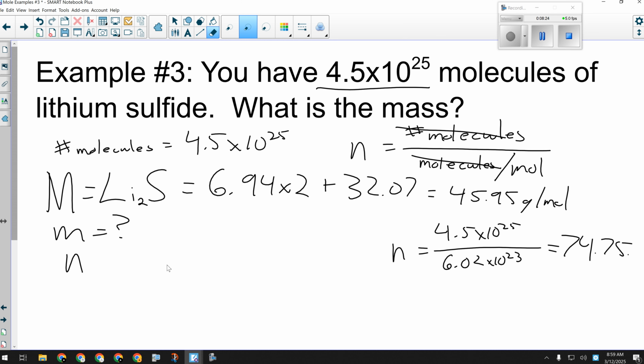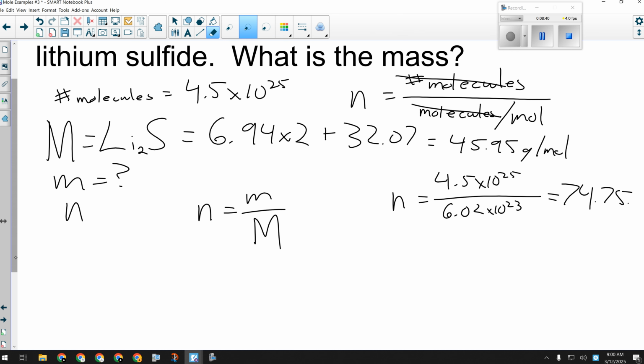All right, so now that I've got n, now I can find M, so little m over big M. Type 4's got the most work, right? You got to do that division operation, you got to calculate molar mass, you got to do algebra, and plug in your numbers. As we said before, we multiply both sides by big M to get our new formula, and then plug in our numbers: 45.95 times 74.75.